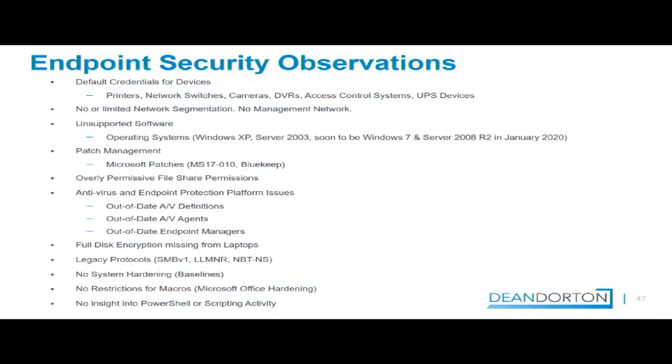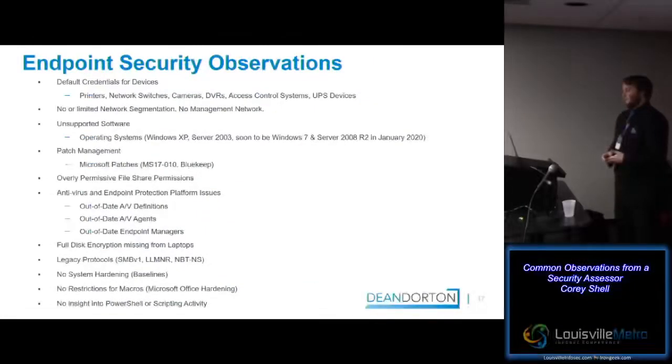We also see no hardening for Microsoft Office, so no restrictions for macros. These days, malware is commonly deployed to environments using macro malware. So you can actually use group policy to ensure that users cannot enable macros for documents downloaded from the internet. That's a really good control you can implement to reduce your exposure to that type of malware.